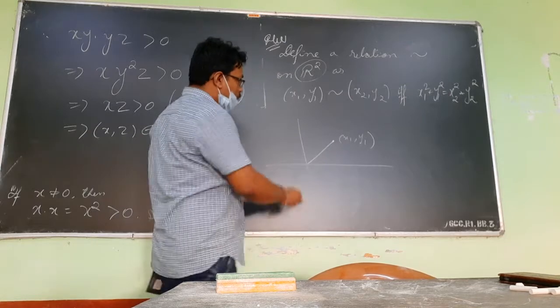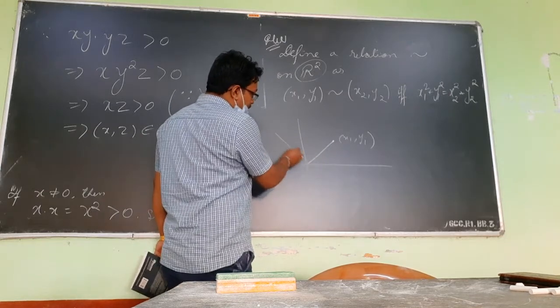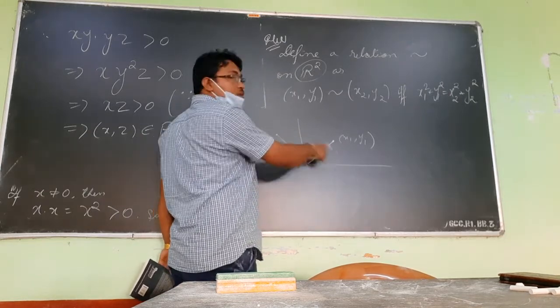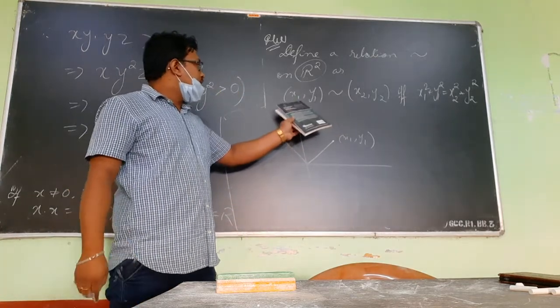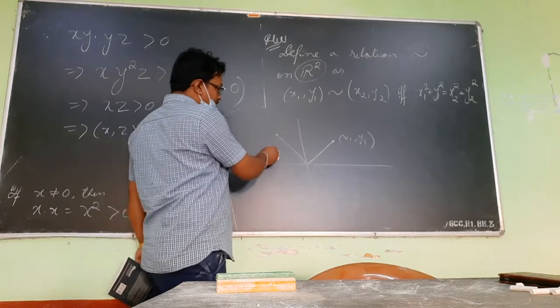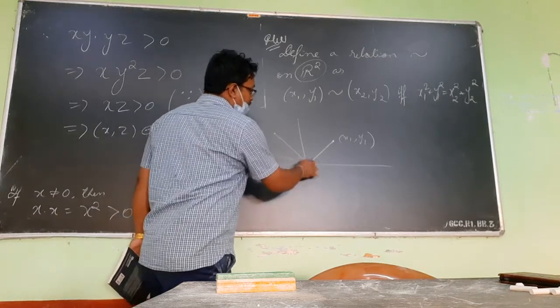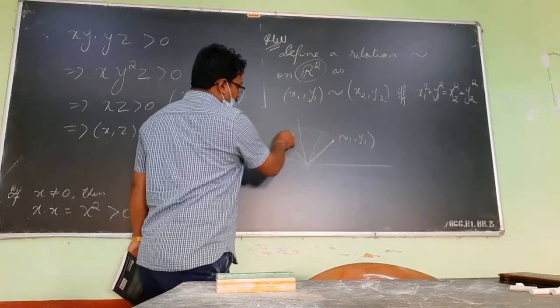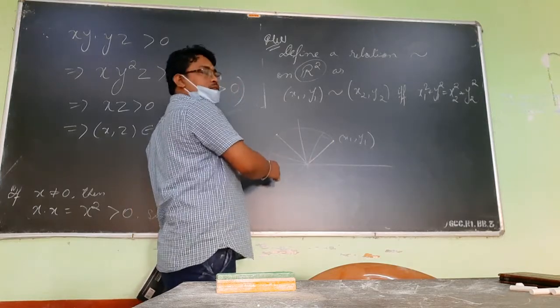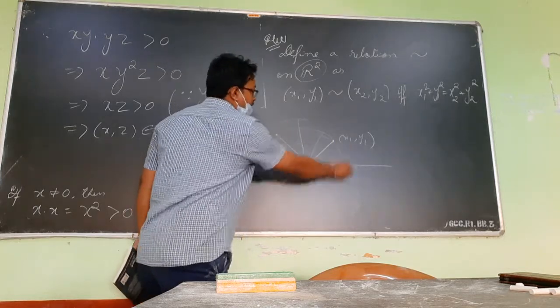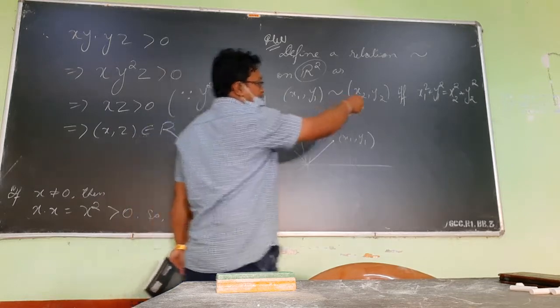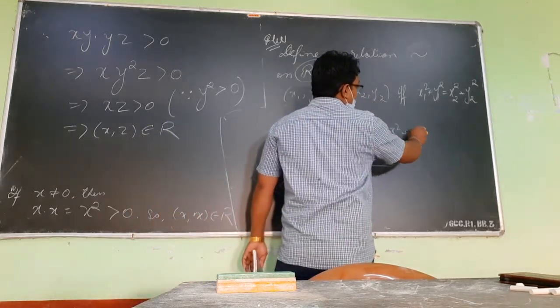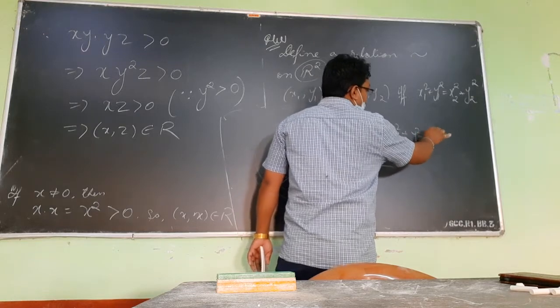Okay. So two points are related if they are at the same distance from the origin. This is the meaning here. Under this relation, two points are related if and only if they are at the same distance from the origin. So all points on the circle are related. This represents the equation of a circle when I write it as x square plus y square equal to some constant.